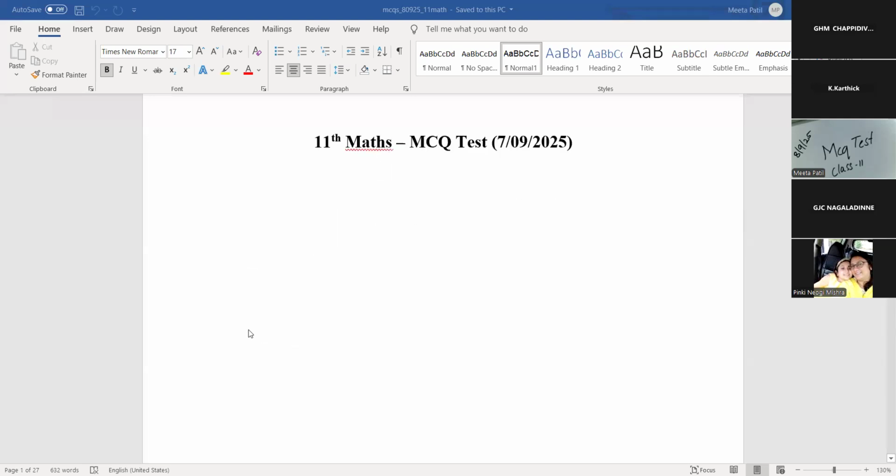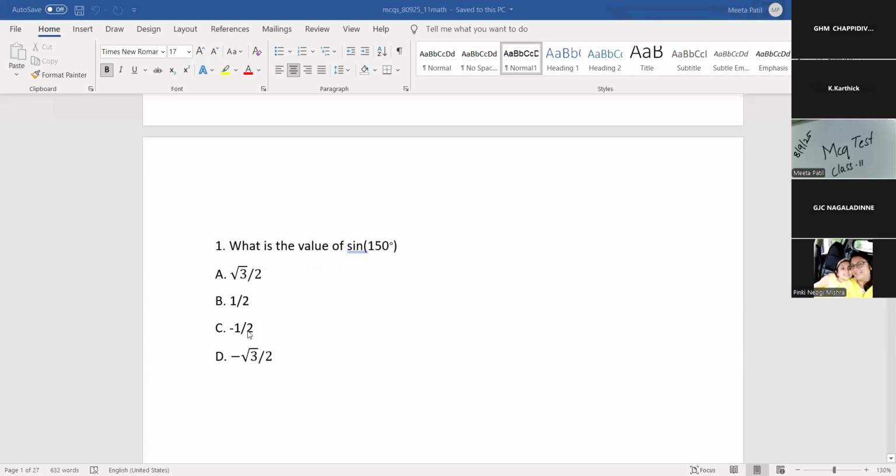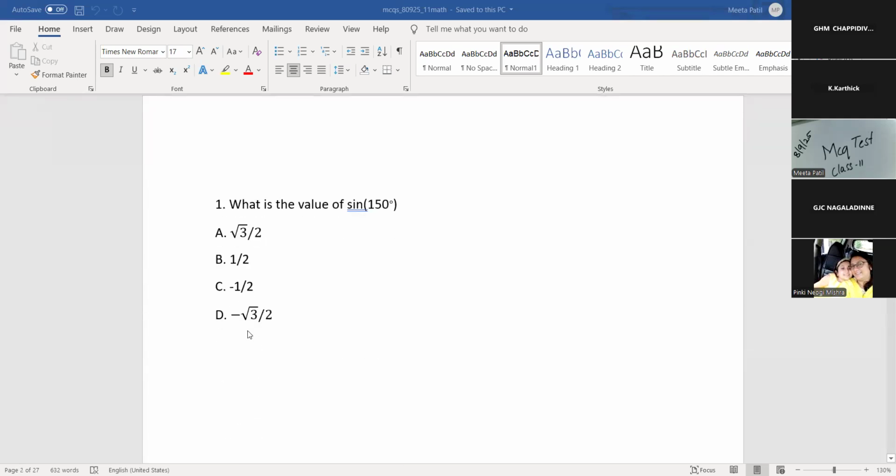Okay, so time begins now. Your first question will be, what is the value of sine 150 degrees? Here you will be getting four options. The first option will be root 3 by 2, the second option will be 1 by 2, the C option will be minus 1 by 2, and the D option will be minus root 3 by 2.